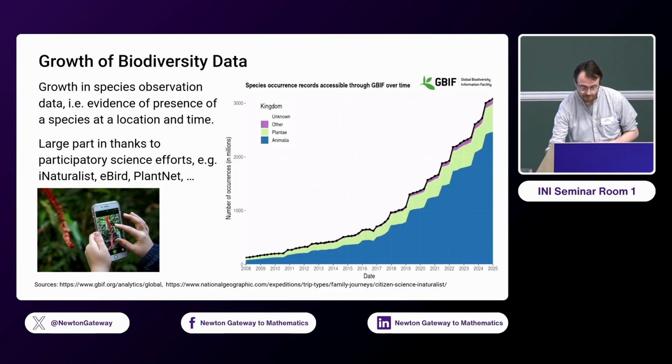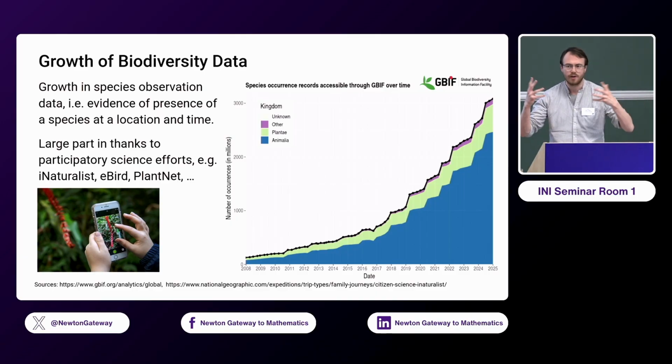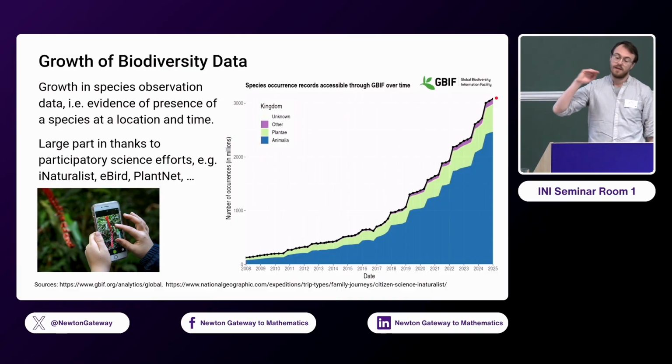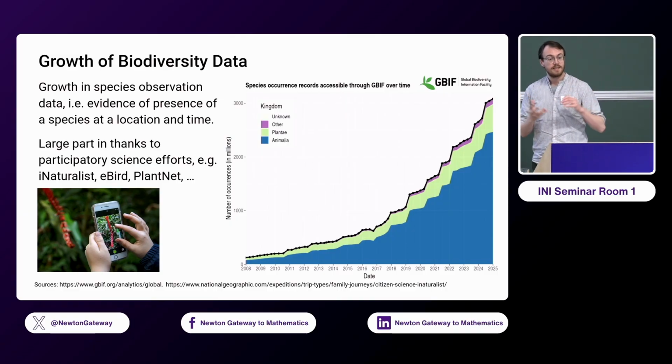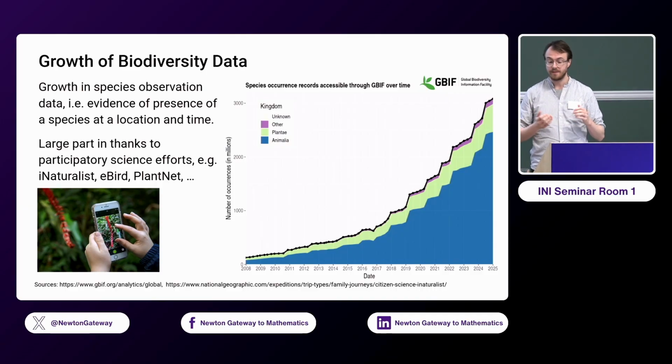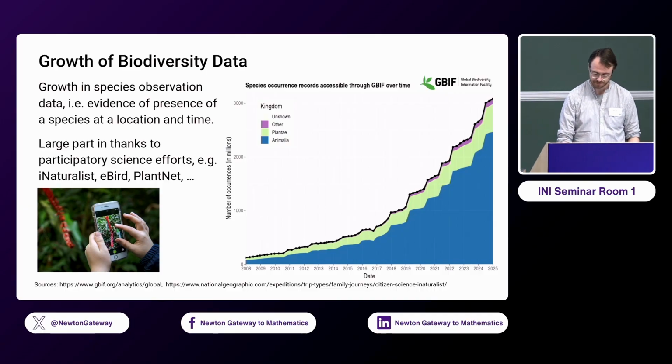For example, this is GBIF, which is an aggregator of all these different data sets. At the start of this year, GBIF crossed the 3 billion threshold, or landmark, if you want to call it, of 3 billion pieces of information related to the occurrences of different species around the world.